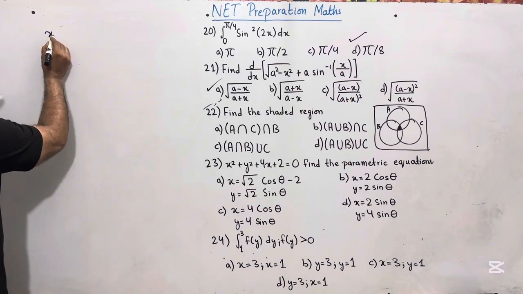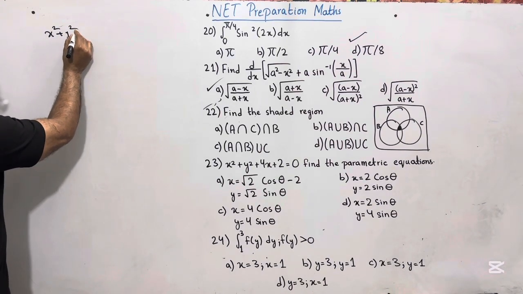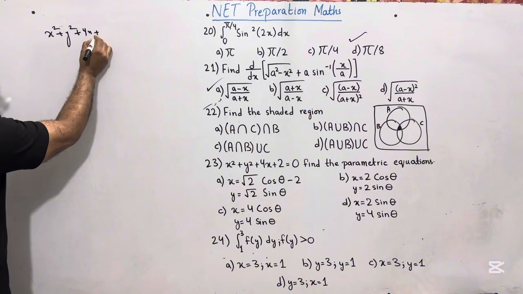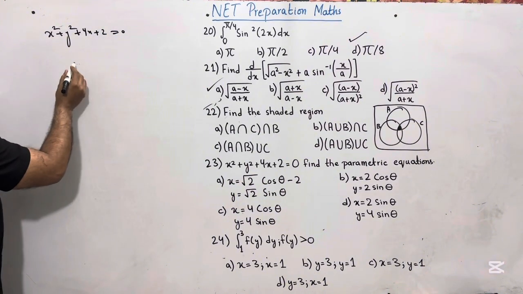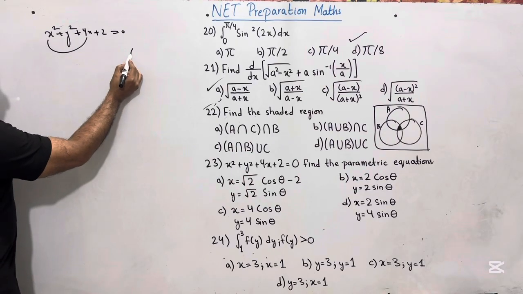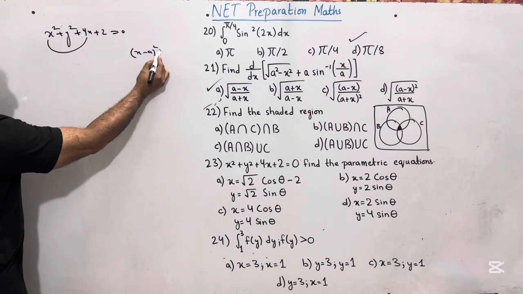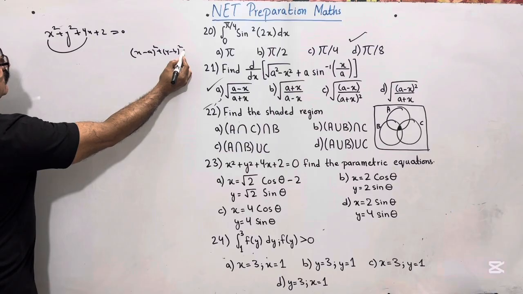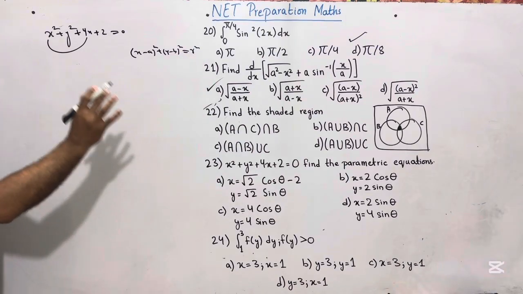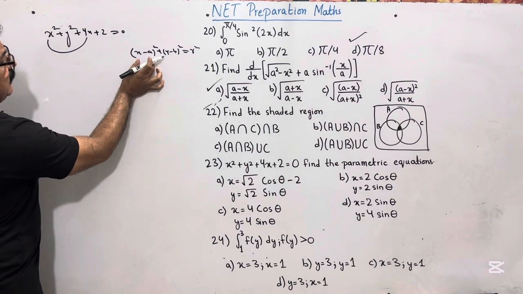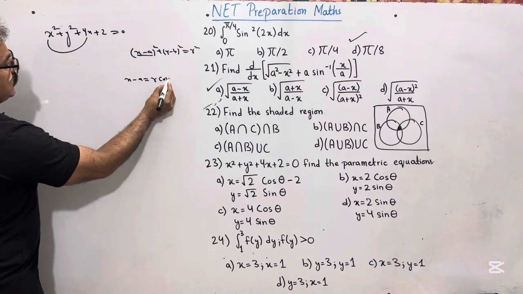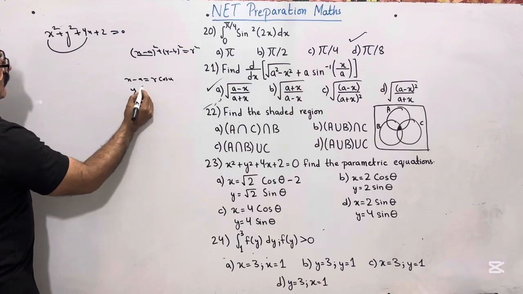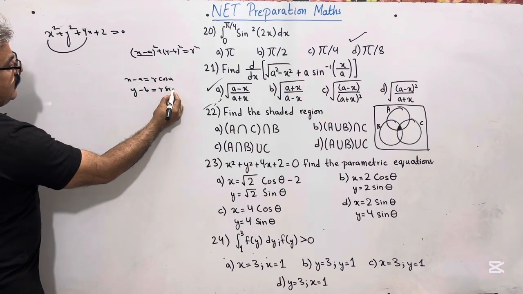What we have given? x square plus y square plus 4x plus 2 is equal to 0. First, write this equation in standard form, x minus a whole square plus y minus b whole square is equal to r square. Then it's really very easy to take the polar parametric equation. Instead of x, take x minus a is equal to r cos theta. Instead of y, take y minus b is equal to r sin theta.